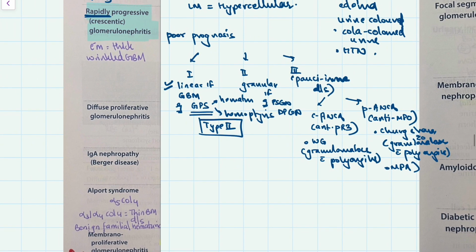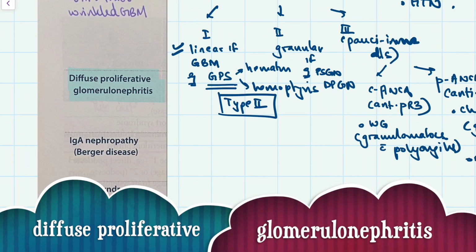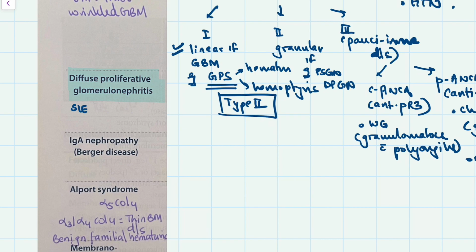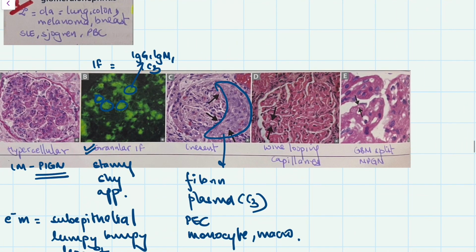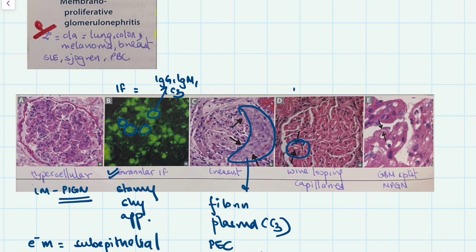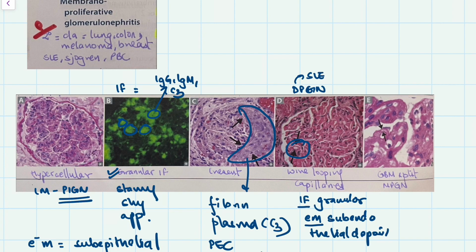So that's RPGN. Next is diffuse proliferative glomerulonephritis. DPGN is often due to SLE, and here there will be wire loops on light microscopy. Here you can see the wire looped capillaries. So this is an example of DPGN, which is usually due to SLE. If you talk about immunofluorescence, again there would be granular deposits due to the deposition of immune complex. On electron microscopy, there are subendothelial deposits.